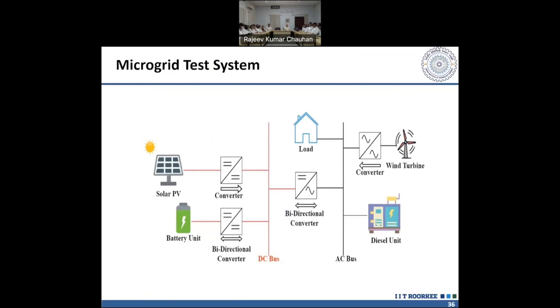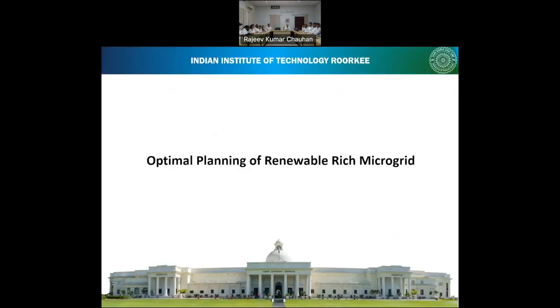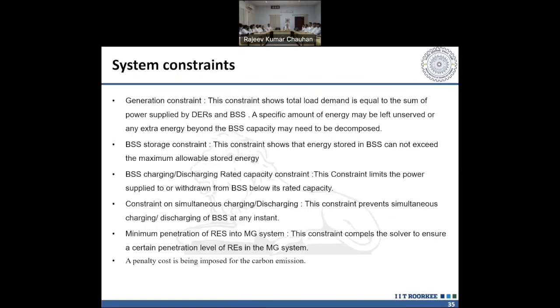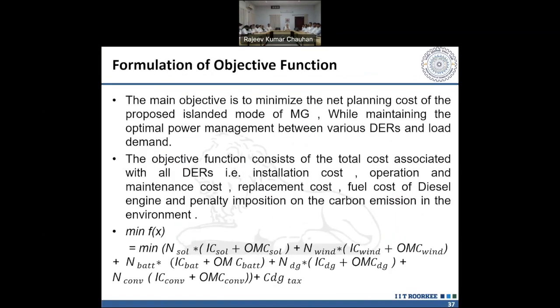The next question here is, I know the load, so what should be the capacity of all the other things? That is what we call the planning, optimal planning. How much solar is required, how much wind is required, how much battery, how much diesel. So that's why we say optimal planning of the renewable rich microgrid. We are not saying completely renewable because we are using the diesel.